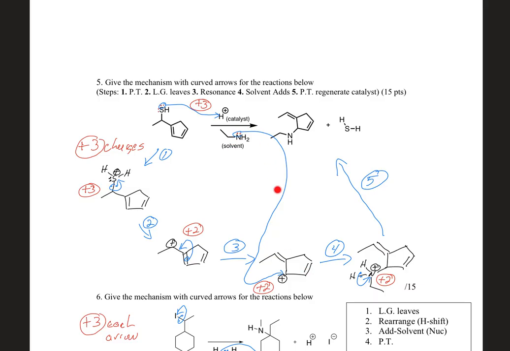The solvent adds. Right, the solvent adds, it has 2 H's. One of those H's falls off as H plus to regenerate the catalyst, and that gets you to your final product. Again, numbering atoms, balancing your charges. This is a SN1 reaction, right?